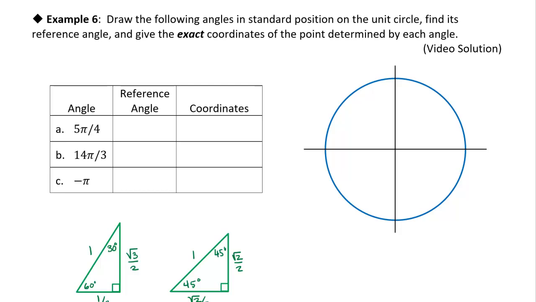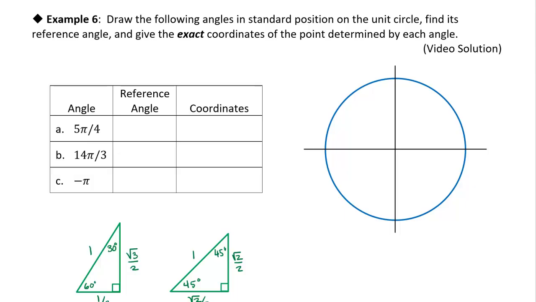All right, example 6 is very similar to the last example. It's just that now our angles are given in radians. Now, how do I know these are in radians? It doesn't say that, right? Well, if you're given an angle and it doesn't say degrees, then you can assume it's radians, okay? So these are angles in radians.